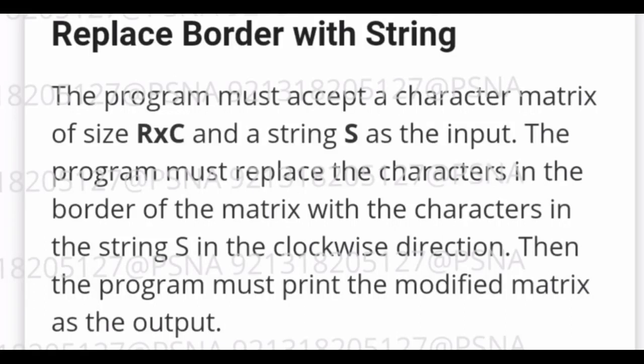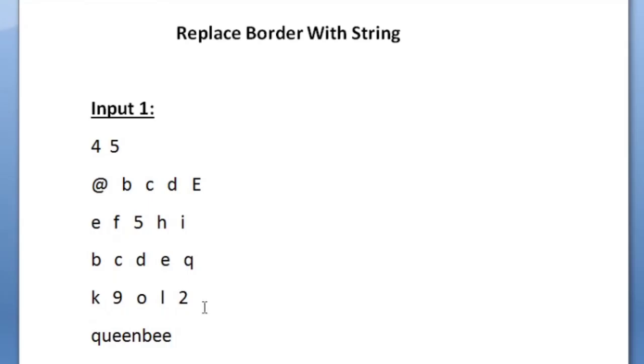This is the question asked in today's SkillTrack daily challenge. So we are given a character matrix and a string as input, and our task is to replace the border elements of the character matrix with the characters present in the string. And we have to perform this operation in clockwise direction.